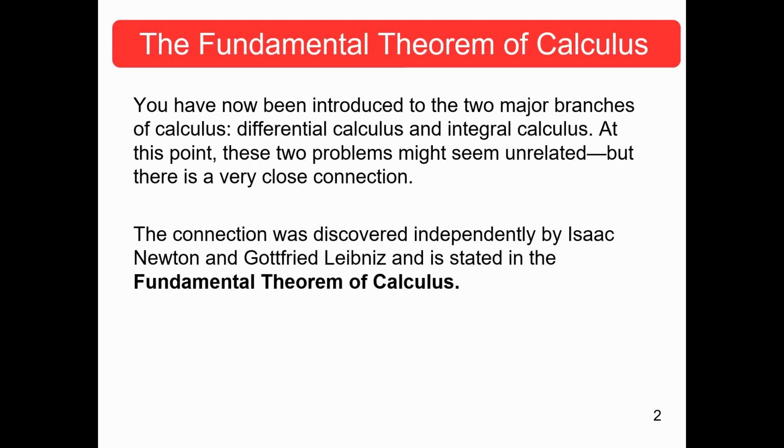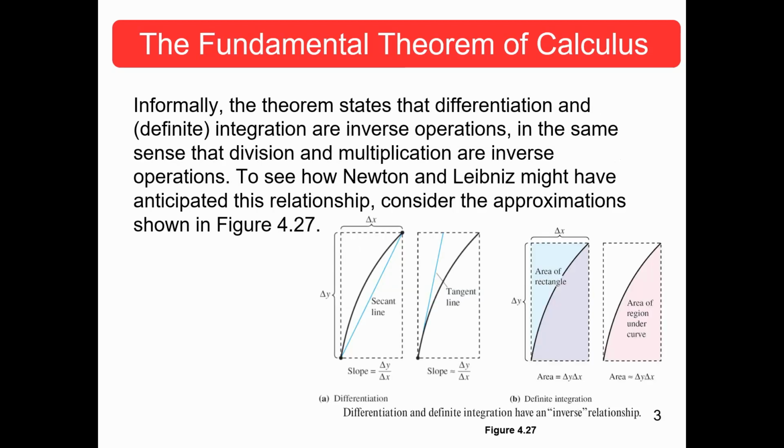This connection was discovered independently by both Isaac Newton and Gottfried Leibniz, and it's stated in the fundamental theorem of calculus. Now, informally, the theorem states that differentiation and definite integration are inverse operations, basically in the same sense that division and multiplication are inverses of each other. Now, to see how Newton and Leibniz might have anticipated this relationship, you can look at these two different approximations. We've got the tangent line approximation, and we've got the area of the region under a curve approximation.